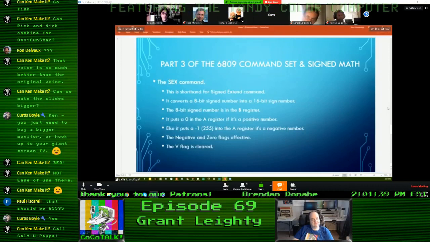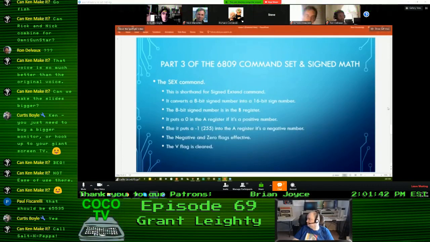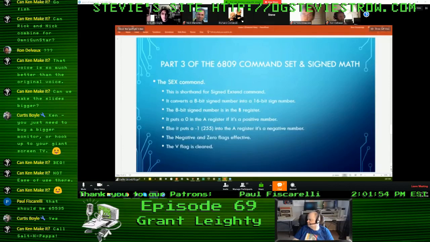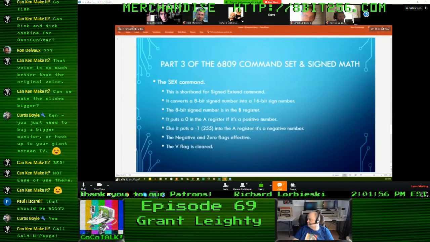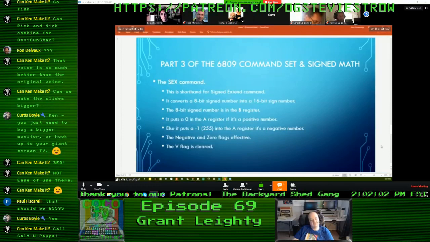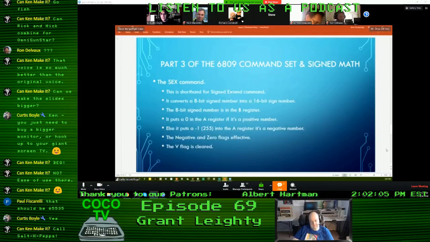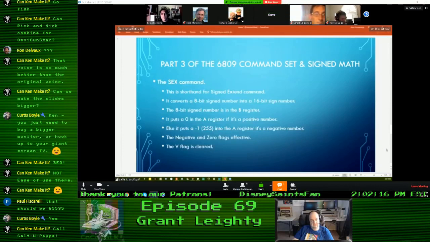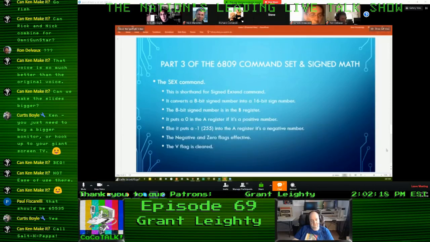It does affect the negative and 0 flags, and the V flag is cleared. The rest of them aren't affected. But the idea is that sometimes you have to convert 8 bits to 16 bits, and they gave you a command that does all the work for you in one instruction. Otherwise, you'd be doing a bunch of branches and loads, and we don't want to do that. So it's a very fast way to convert an 8-bit signed number into a 16-bit signed number. But the 8-bit signed number must be in the B register, and the A register will continue across. So now your D register has the 16-bit signed number that was just in the B.